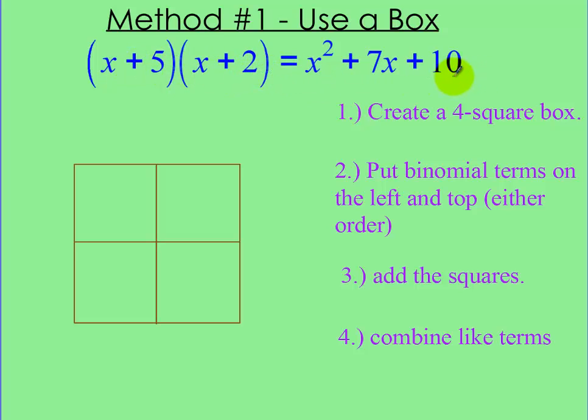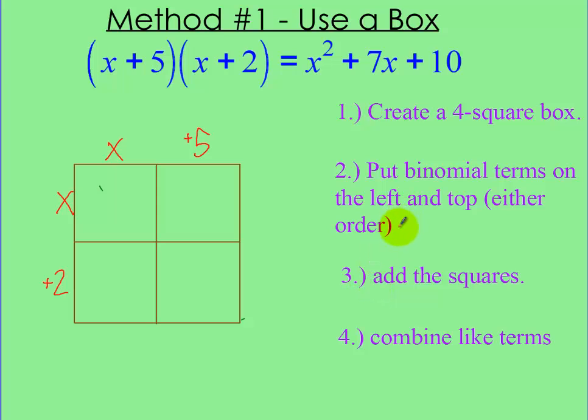How did I get this answer? First way you can do this is you can create a 4-square box. So 2 by 2, so 4 squares, 1, 2, 3, 4. Now, you put the binomial terms on the left and the top. So for example, I put the x and then the positive 5 up here. Let's call this a plus 5. And on the left side, I can put the x and the positive 2 over here. All right? So on the top and the left, the binomials.